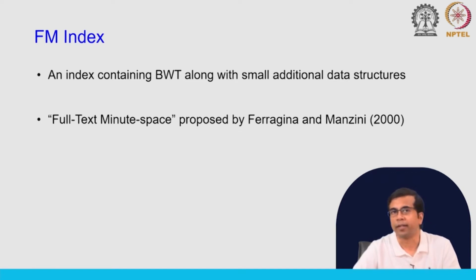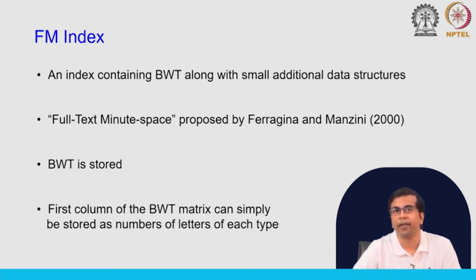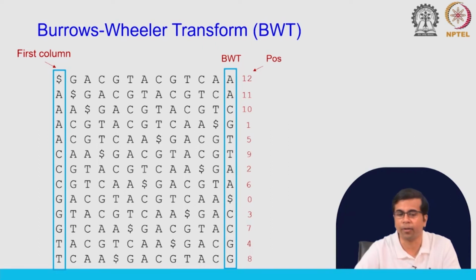The full form is full text minus space, and this was proposed by Ferragina and Manzini. In 2000 they proposed this index. What we store is the BWT, the transform that we have done. You can generate the first column from the BWT, but in case you want to store the first column, you can simply store it as the numbers of letters of each type. Let us look at how it actually looks.